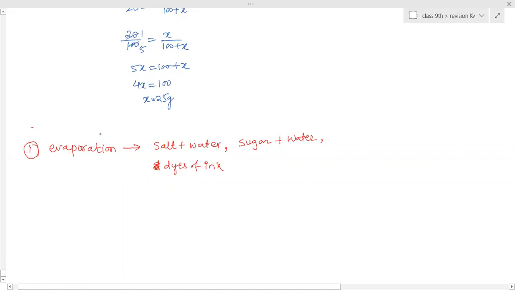Evaporation, what is happening in evaporation? What is the principle of evaporation? Ma'am, the volatile substance evaporates and the non-volatile substance is left behind. Yes, right.